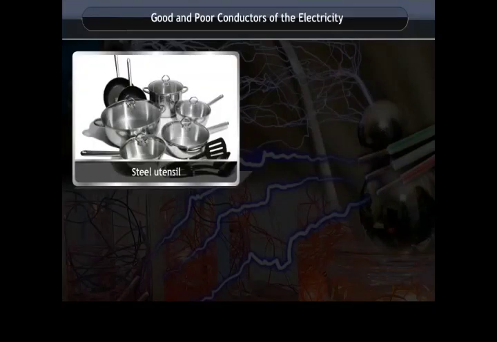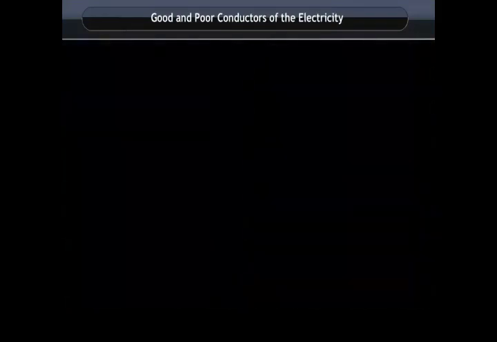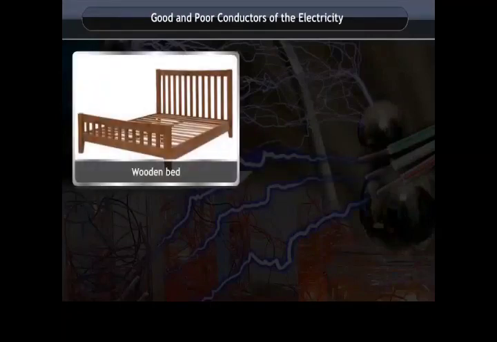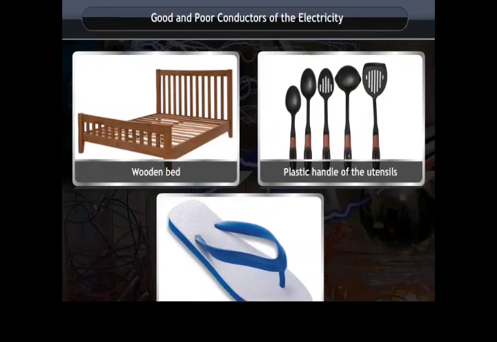Steel utensil, safety pin, copper wire and steel almirah. Poor conductors of electricity include wood, plastic and rubber. The wooden bed, plastic handle of the utensils and rubber chappals are the examples of poor conductors of electricity.